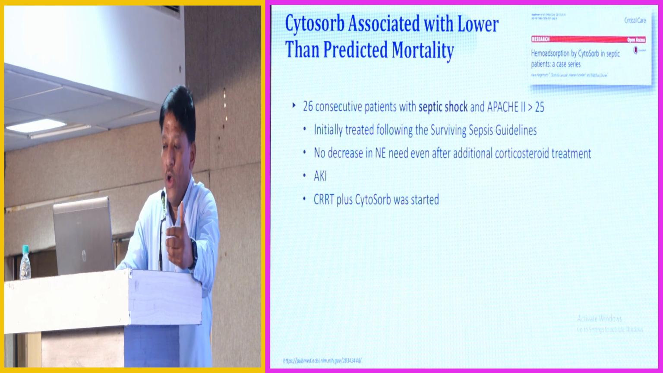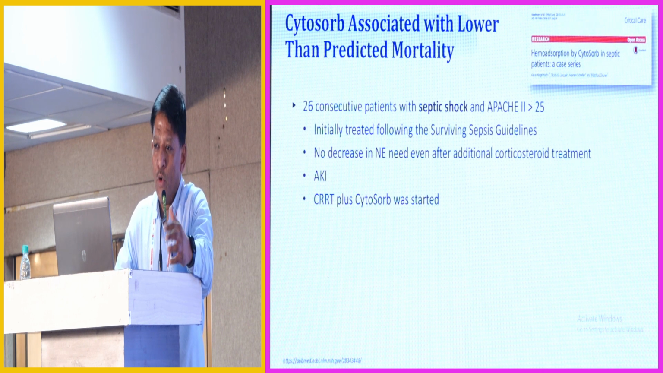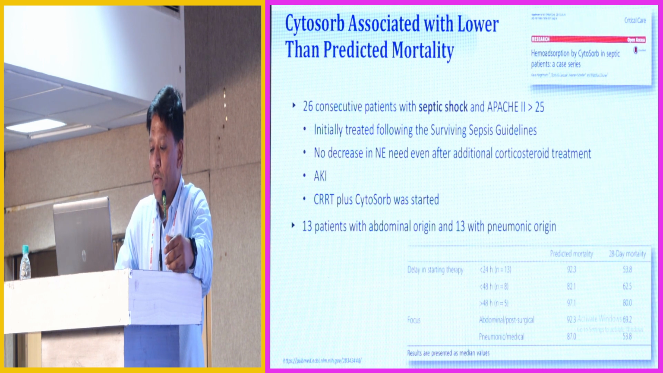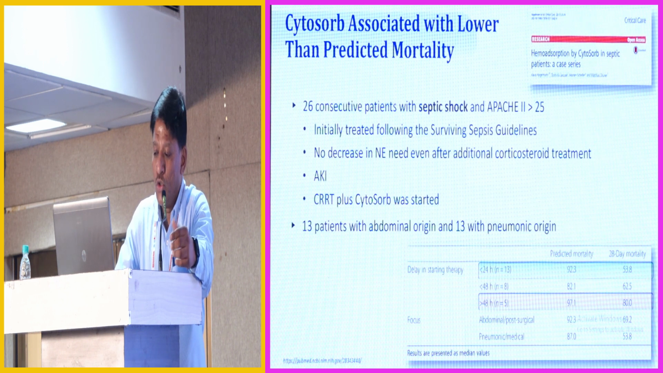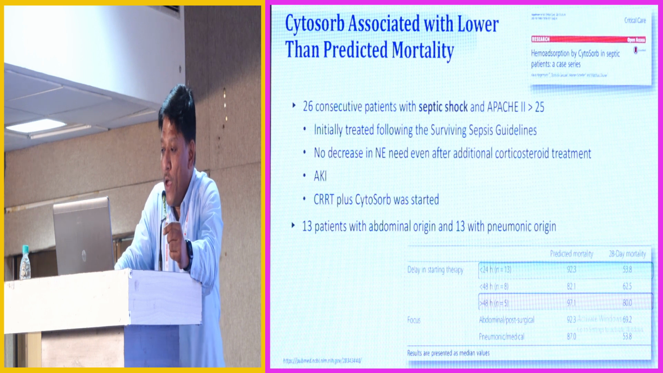There were a few other case studies or case reports on Cytosorb, this one from Kogelmann and his team. 26 consecutive patients of septic shock with an APACHE score of more than 25. An APACHE score of 25 by default correlates with a mortality of 55 to 60%. And all of these patients had AKI and required CRRT. 13 patients were abdominal and 13 were pneumonic, and he showed that early starting improved outcome. This was published in 2014, I believe, or 15.